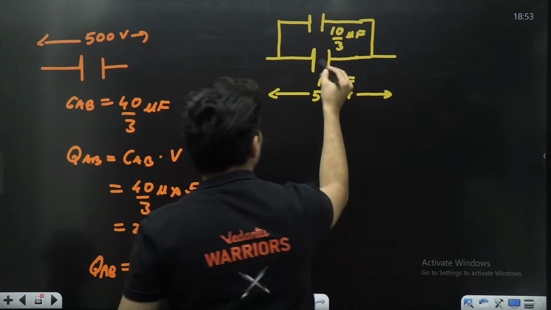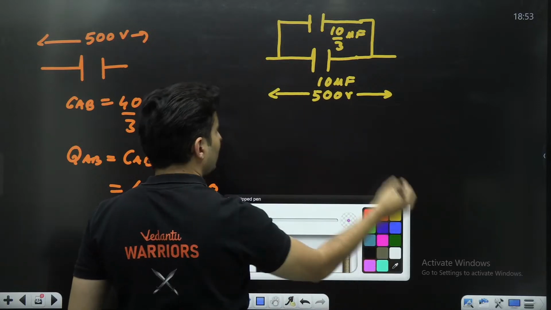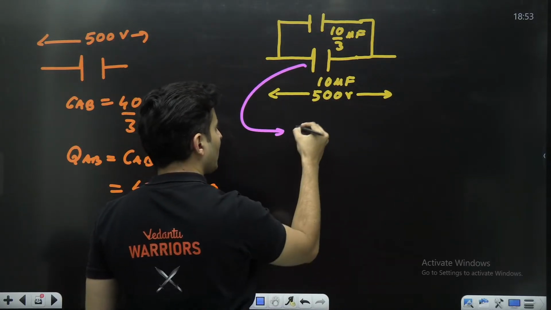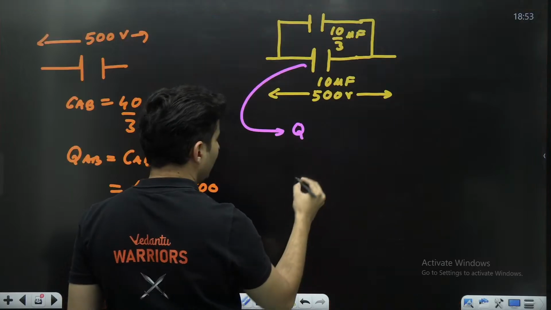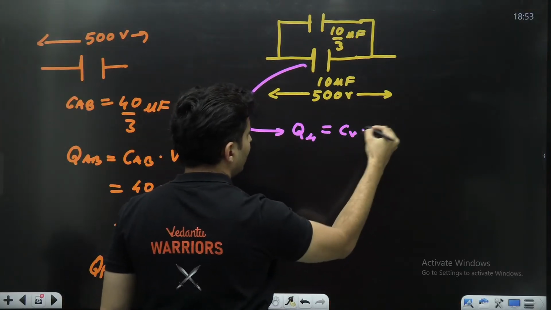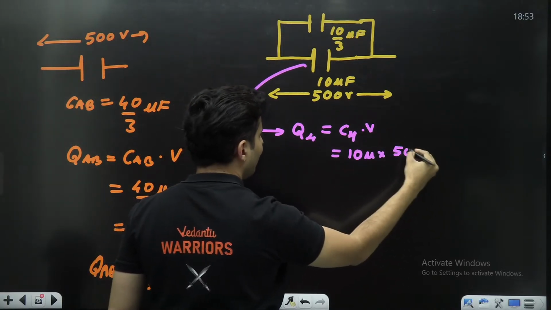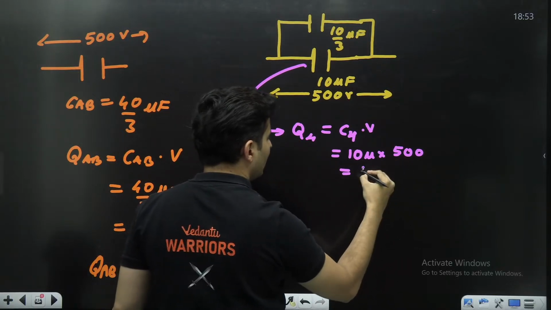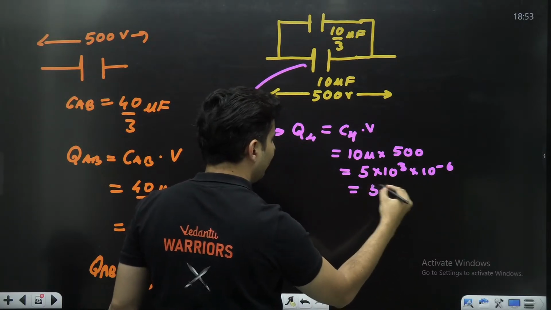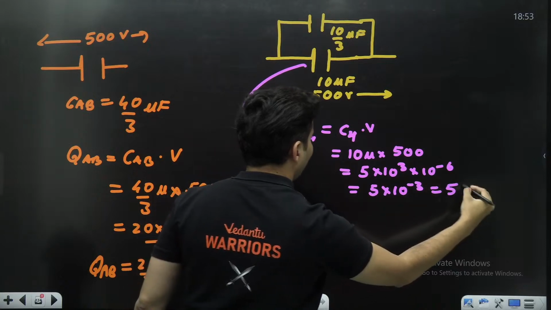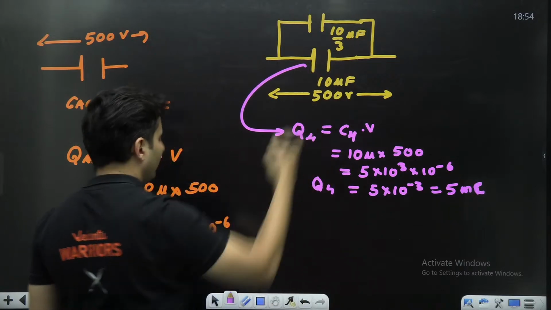Okay. So what will be the charge on this guy? What will be the charge only on this particular one, on this lower one? The lower one is called C4 basically. So Q4 will be C4 into the voltage. C4 is nothing but 10 micro. Voltage is nothing but 500. So hence it will be 5 into 10 to the power 3 into 10 to the power minus 6, which means it will be 5 into 10 to the power minus 3, which is 5 millicoulomb on this capacitor.